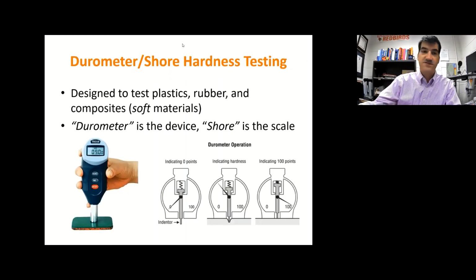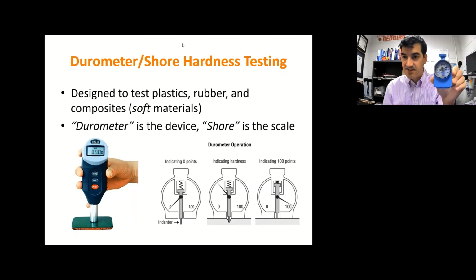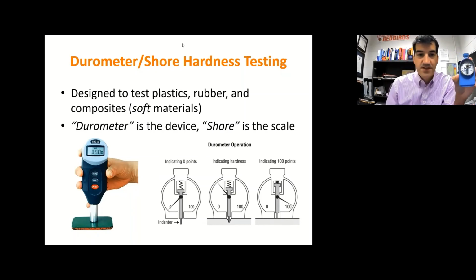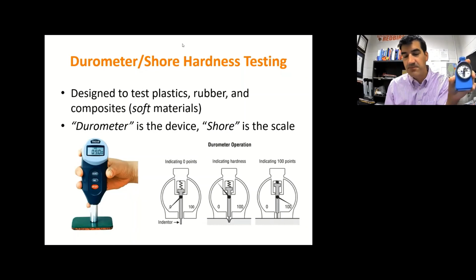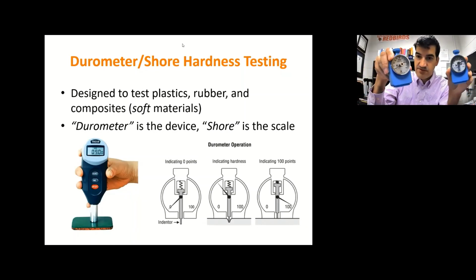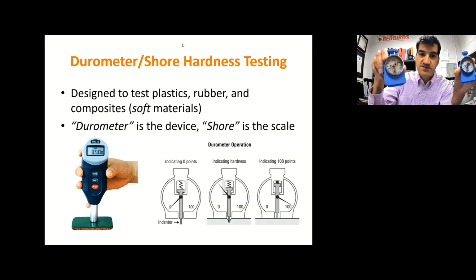So again, it's for soft materials. The durometer is this handheld device. There are digital ones, but I actually specifically wanted an analog one. I just like them better. So we have a couple of different scales of durometers. And the procedure is pretty easy.